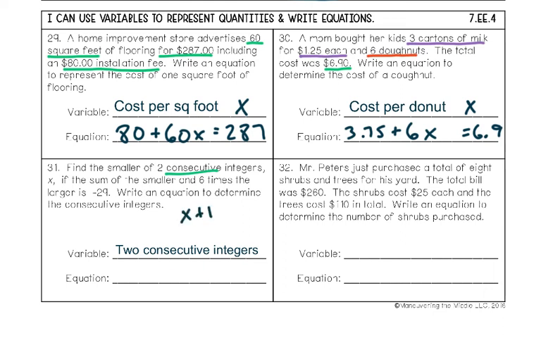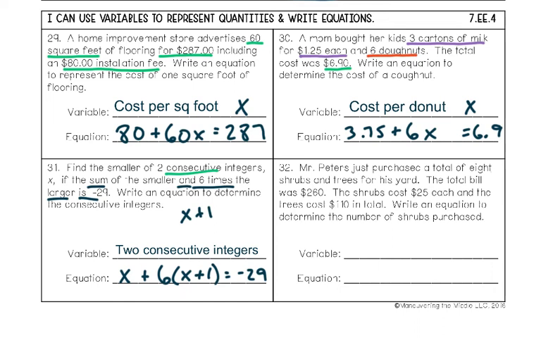So I can write that as x plus 1 to find the consecutive integers. And it tells me in the problem, it's the sum of the smaller and 6 times the larger. So one number and 6 times that other number, which we said was x plus 1, equals negative 29. That is my equation for this super, super hard problem.